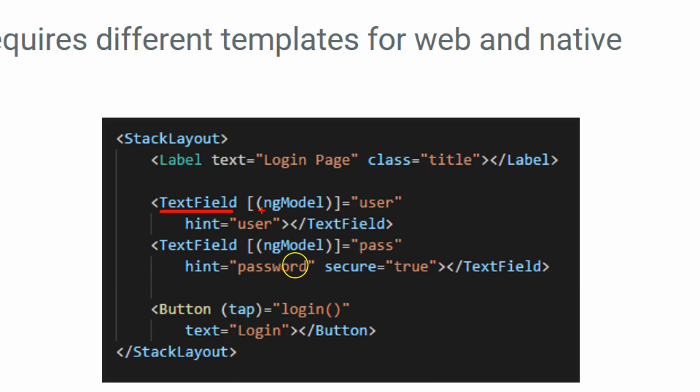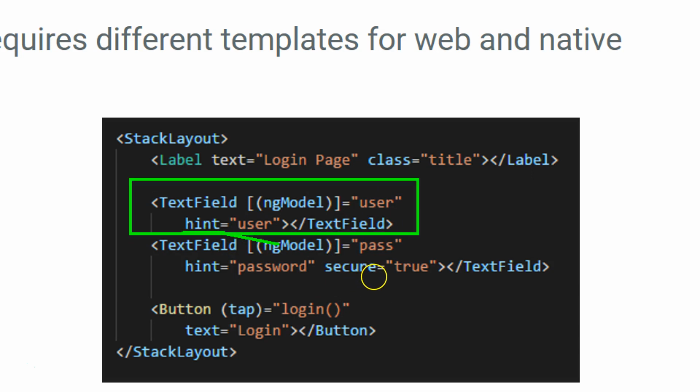So I have a text field, and here first I'm having square brackets and then normal brackets. Inside them, I'm passing ng-model, and I'm saying that this ng-model will be equal to user. Then I have hint user, and this is my text field. So we can use different binding templates which are coming from Angular and integrate them in NativeScript as well.